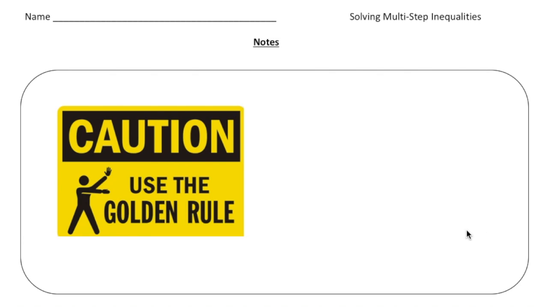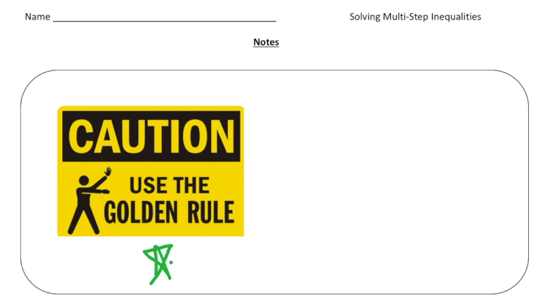Alright, so a couple of key things about solving multi-step inequalities. First of all, don't forget about the golden rule. Remember, the golden rule is that when you multiply or divide both sides of the inequality by a negative, you have to flip the sign, right? That's key. So let's put a little star over here next to the golden rule, all right?